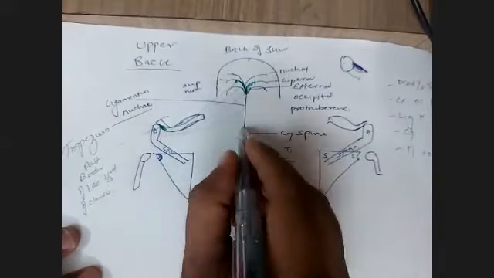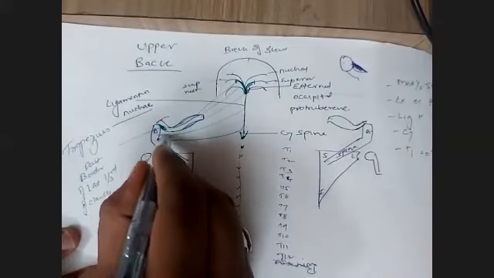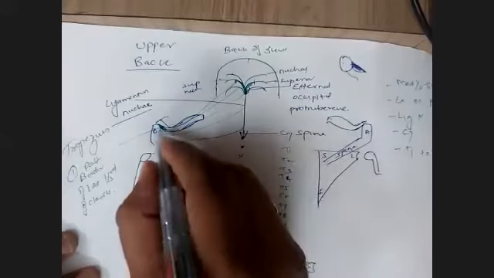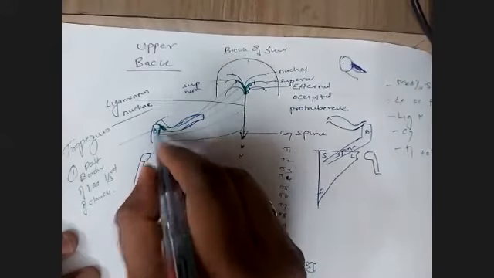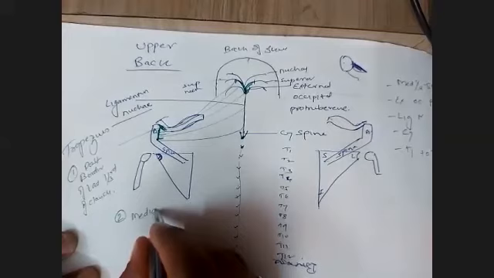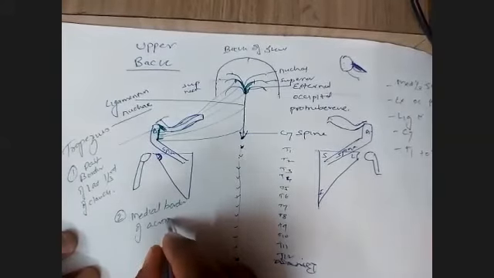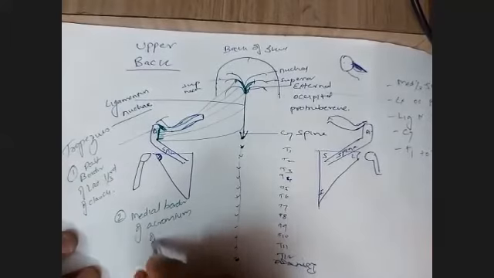Then the middle fibers are getting inserted on the acromion. So this is one insertion. Second insertion is medial border of acromion of scapula.